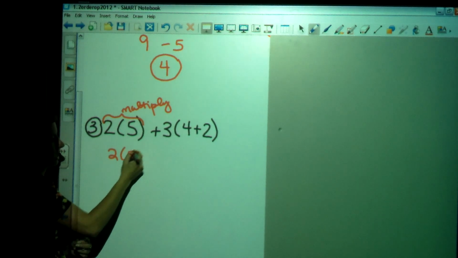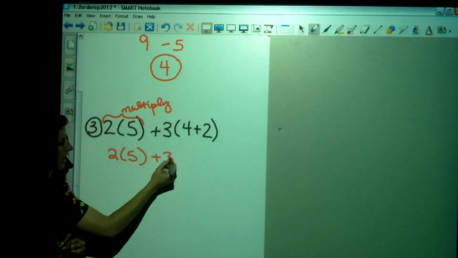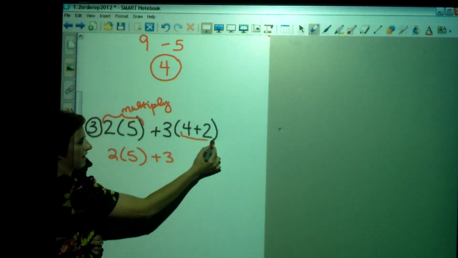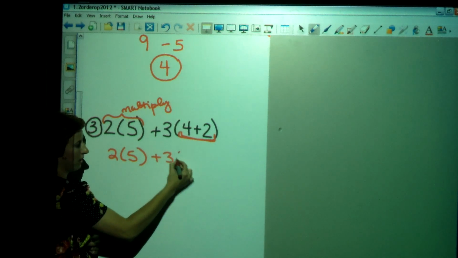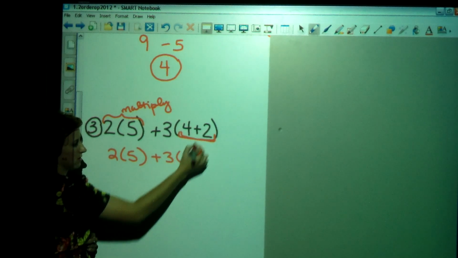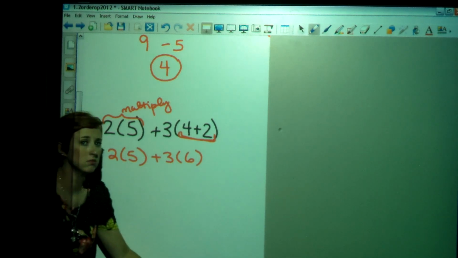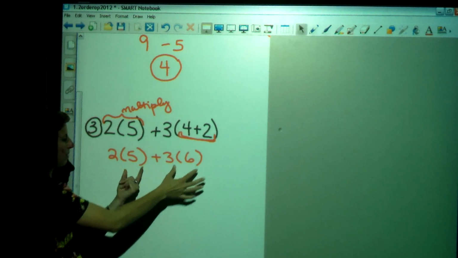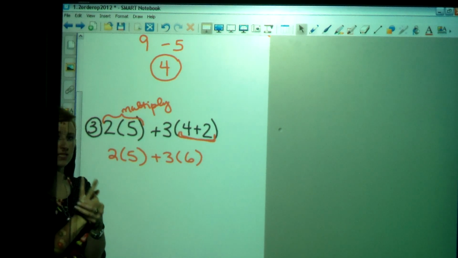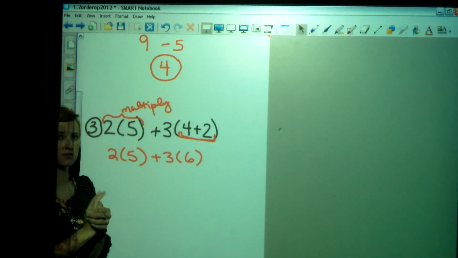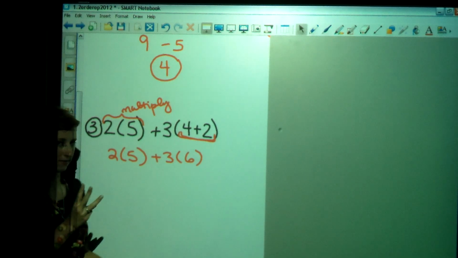So 2 times 5 plus. Then over here I have a 3, and then inside this parenthesis, I can do that. I can do 4 plus 2. So I have to keep it inside a parenthesis, and 4 plus 2 is 6. Now, we check step 1. I still have grouping symbols, but they mean to multiply now. And I move on to step 2. Do I have any exponents? No. So we go ahead and skip step 2, and we go on to step 3.